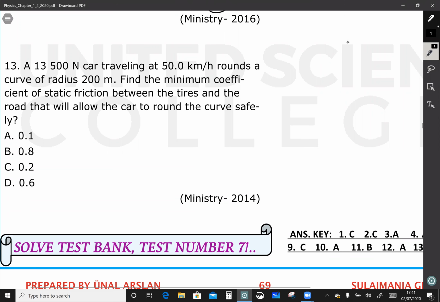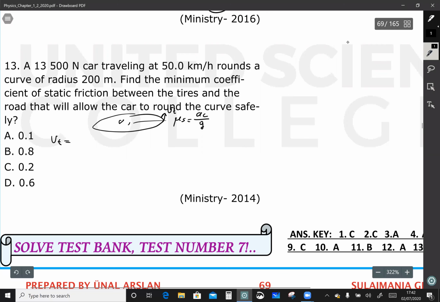So the car is moving in a circular path, a horizontal circle. If it is a horizontal circle, we know that mu s can be calculated by AC divided by G. We said there is a hack. AC should be calculated, and then we need to know what Vt is in meters per second. It's given in kilometers per hour, so convert it. Every kilometer is 1,000 meters and every hour is 3,600 seconds, so you get 13.9 meters per second.